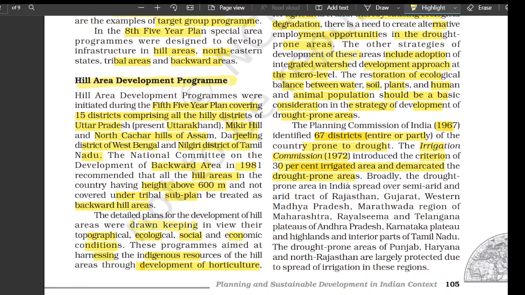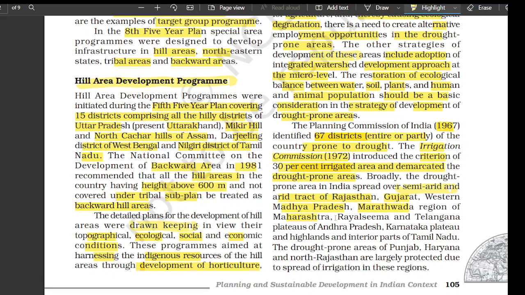Broadly, the drought prone area in India spread over semi arid and arid tract of Rajasthan, Gujarat, and western Madhya Pradesh, Marathwada region of Maharashtra, Rayalaseema and Telangana plateaus of Andhra Pradesh, Karnataka plateau, and highlands of the interior parts of Tamil Nadu.